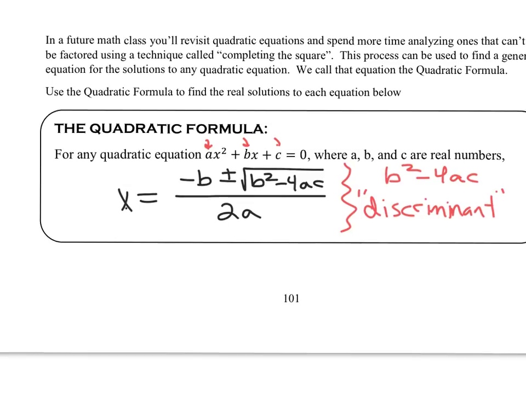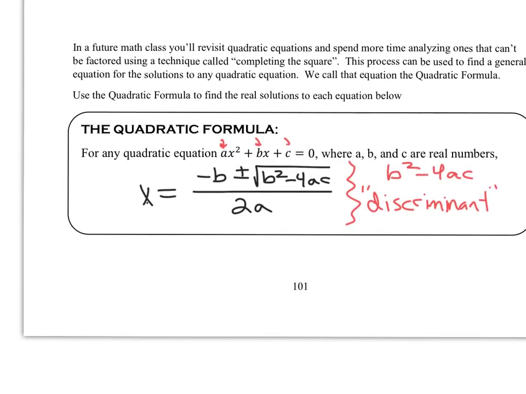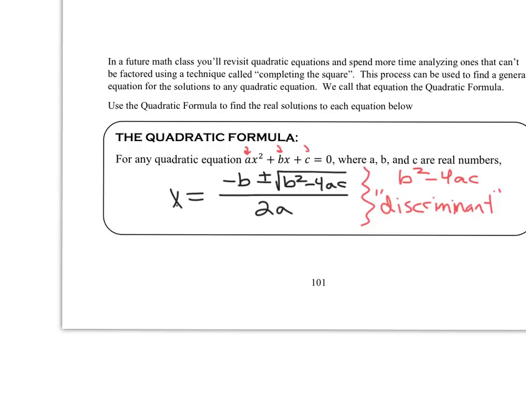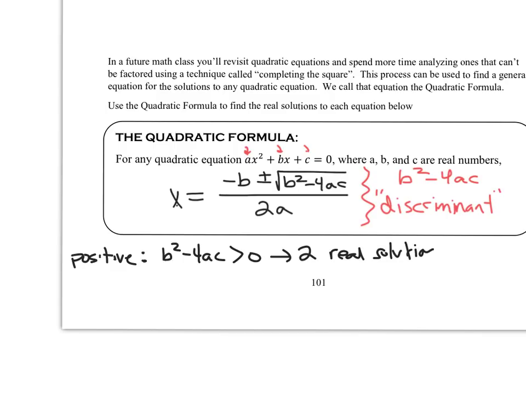So basically, in the margin below, we're going to write down a couple of facts about the discriminant. When we plug the numbers into b squared minus 4ac, three things can happen. It could be positive. When it's positive, that means b squared minus 4ac is bigger than 0. That means there's going to be two real solutions. So we'll get x equals a number and x equals another number.